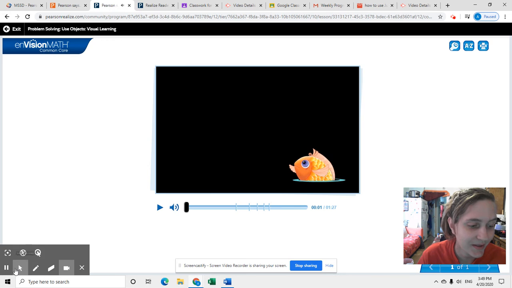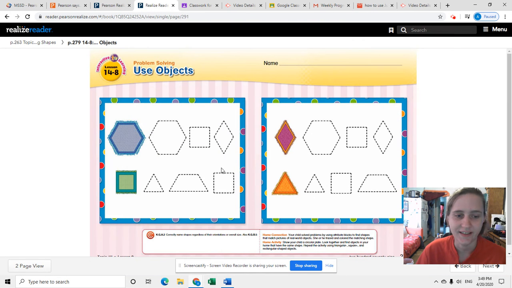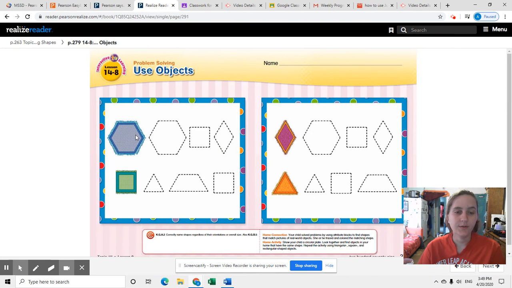Let's move over to our math mat. All right, so here's our math mat. What we're going to do is we're going to use objects. Now, unfortunately, you don't actually have the tangram blocks that you would use to do this. So you're going to have to use your mind and be really, really creative. If you happen to have blocks at your house, that's wonderful. But if you don't, that's okay. You can still complete this activity.